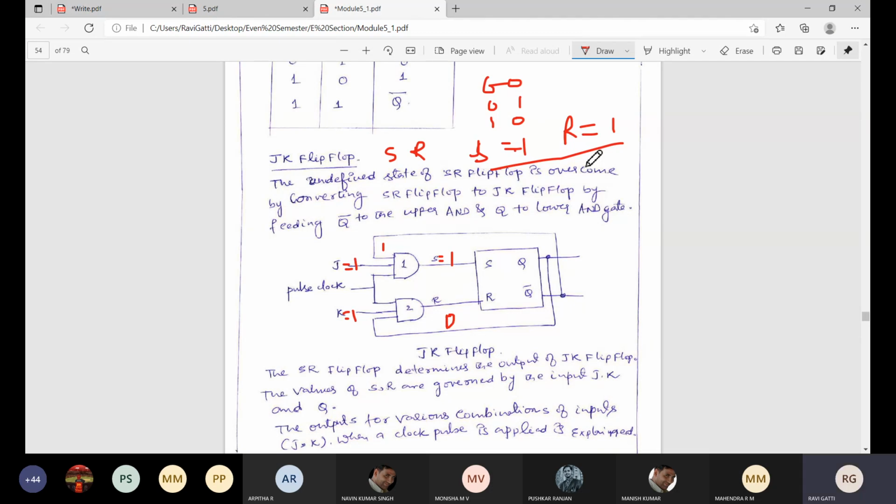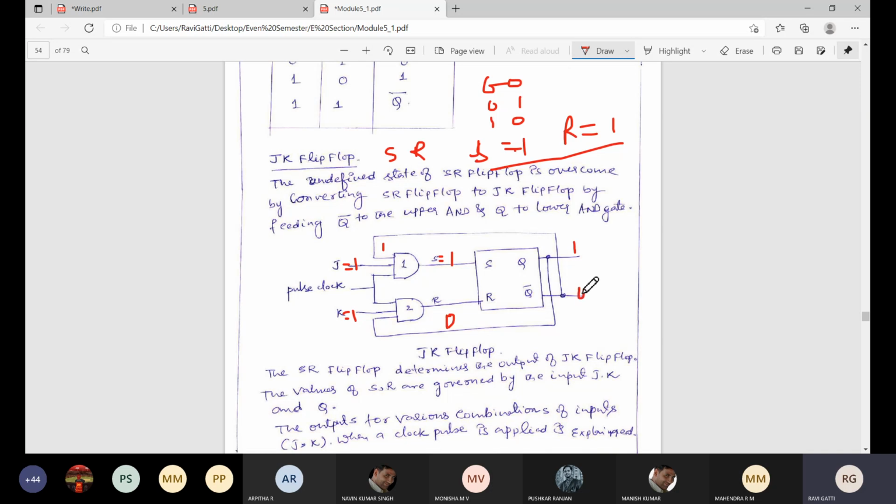What is the output of the SR clock flip-flop when S is equal to 1 and R is equal to 0? Yes, Mahendra. Sir, 1 0. Yes, it is 1 0. Very good.